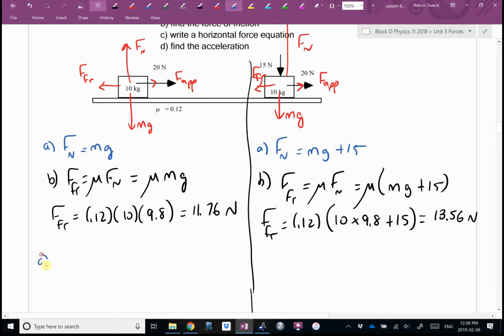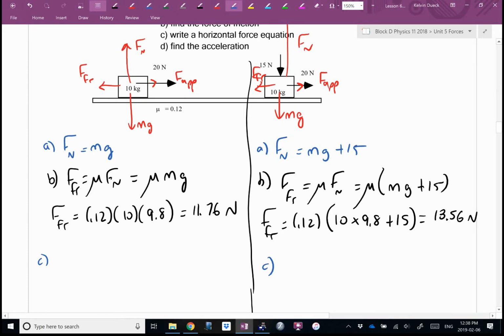Riley, what's C want me to write? Good stretch. You're awake now? You're back? So horizontal, Riley, is in this direction. Look up. It's in this direction, right? Look at your free body diagram on the left. Who's winning?